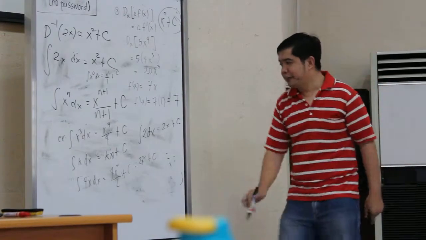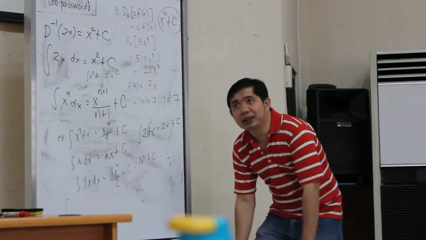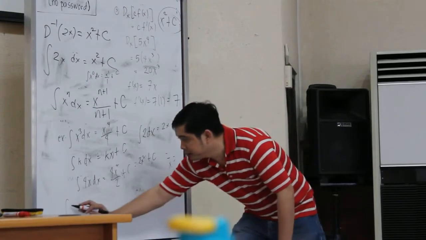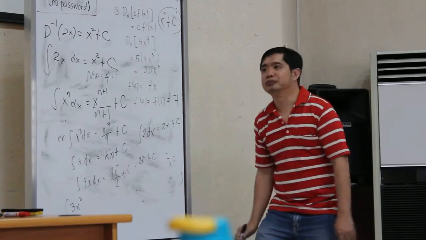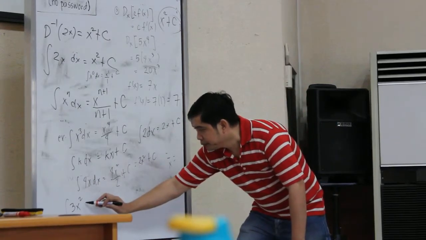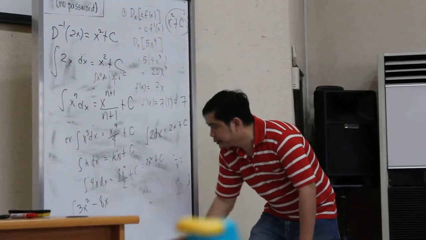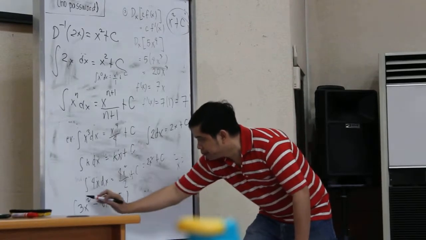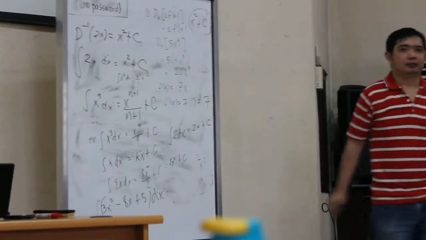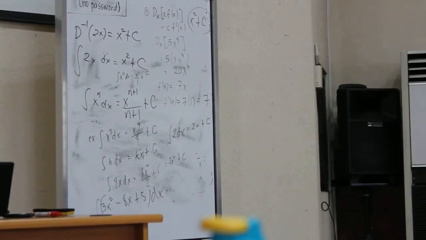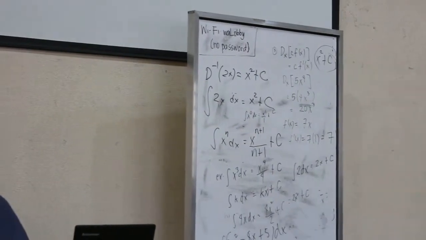Sabihin natin para sa derivative. Suppose I want to get the antiderivative of 3x squared minus 8x plus 5. Let's get the antiderivative 1 by 1.